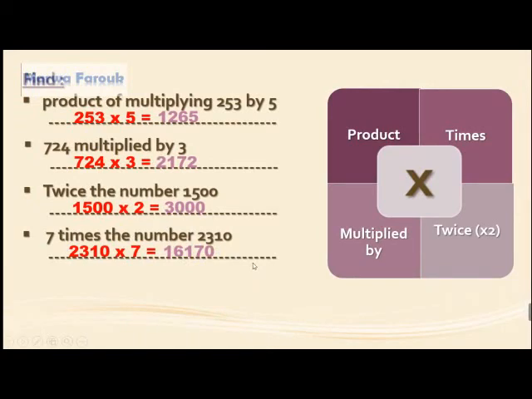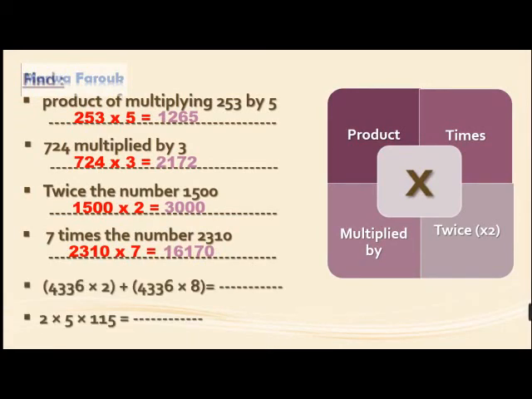Okay, next exercise here. I have only two exercises left. 4,336 times 2 plus 4,336 times 8. You will say we will make the first brackets, and then we will make the second brackets, and then we are going to add them. I will say that's right. But why do we have to do all that? I can do it so easily. How? I will look at that number.